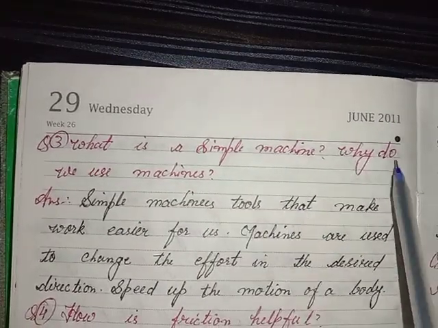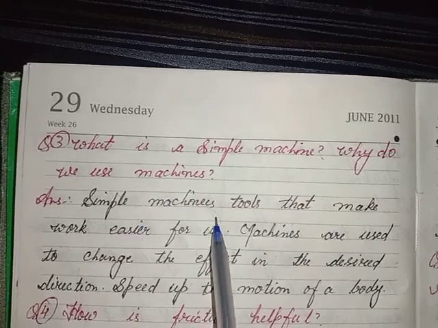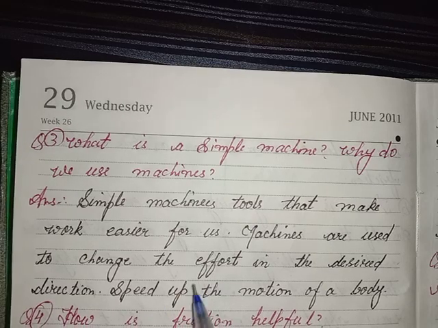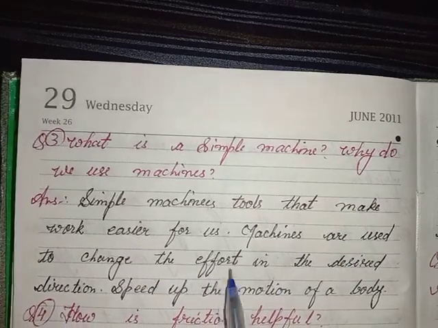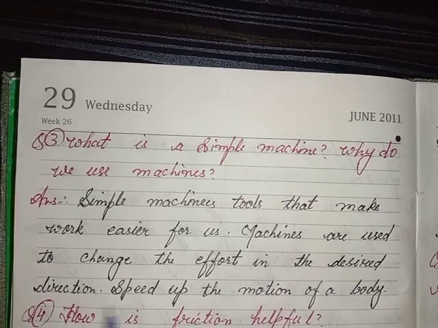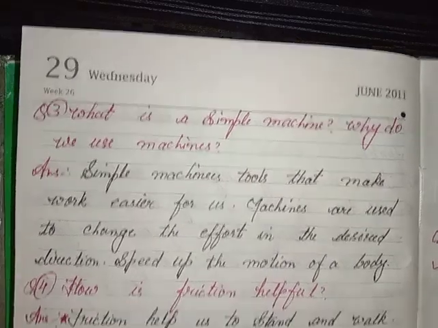What is a simple machine? Why do we use machines? Answer: Simple machines are tools that make work easier for us. Machines are used to change the effort in the desired direction and speed up the motion of a body.